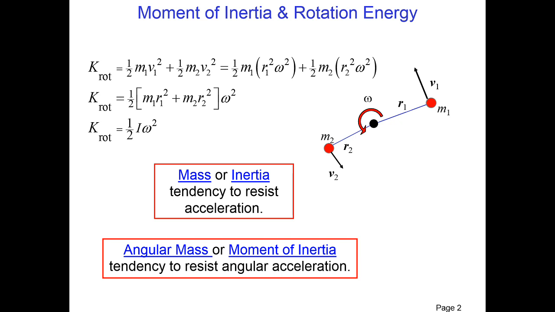We can then define the moment of inertia as the sum of the masses of the object times the radii squared, and that gives us the moment of inertia. If we do this substitution, the rotational kinetic energy is now 1/2 times the moment of inertia times the omega squared. So notice the point here is that this is exactly the same form as the kinetic energy, only now I is our analog for mass for rotational motion.